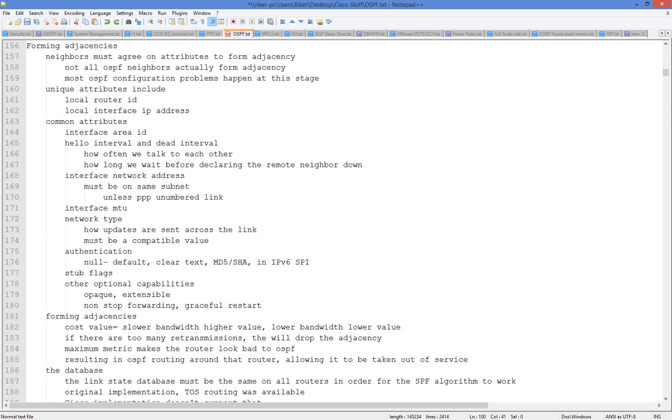What we're going to do is take a look at what is needed to get OSPF neighbor adjacencies to form, what things are required, what things are optional, and then we'll get into a little bit about how the database works. Once we form a couple of adjacencies, I'll break it down. And we're going to do a single area implementation in this video.